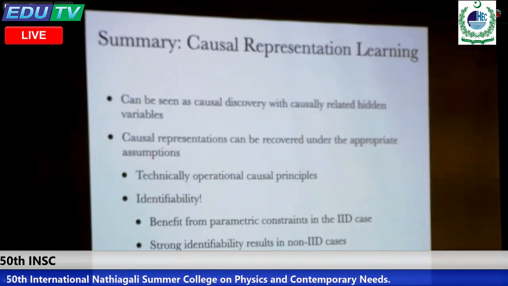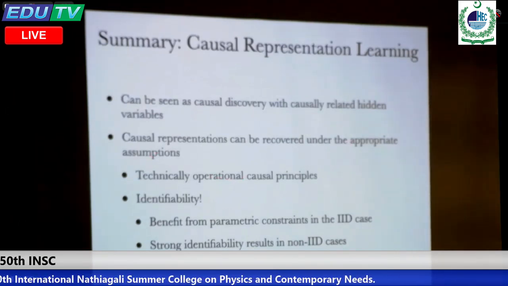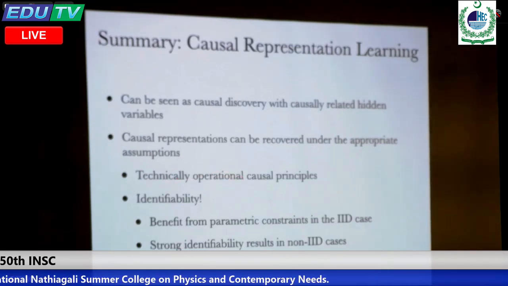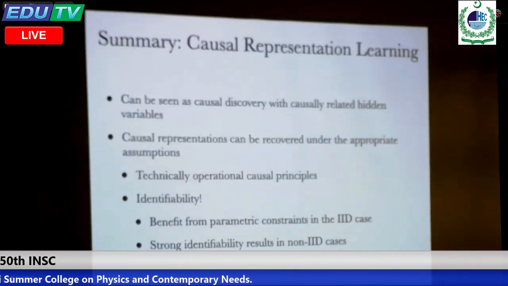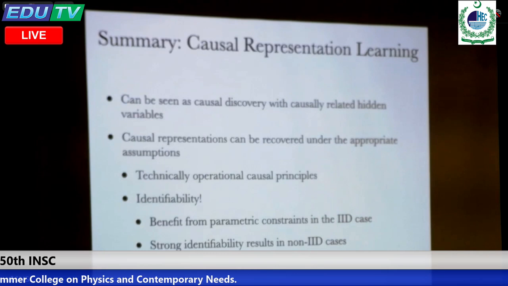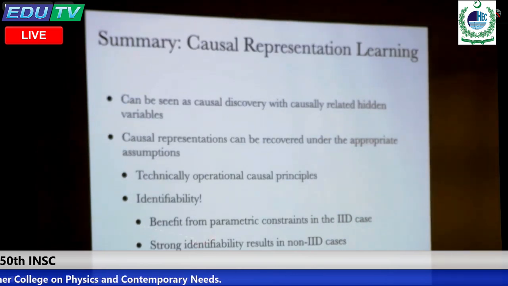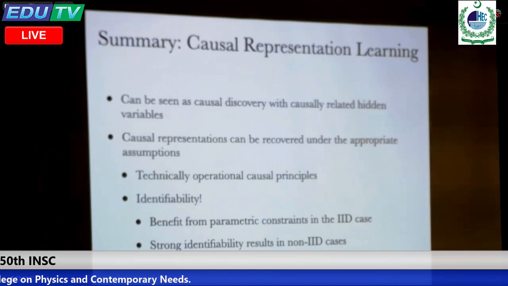First of all, as I just mentioned, we have to formulate causal principles and make the conditions technically operational. For example, we have minimal changes, we have different kinds of sparsity assumptions, and so on. And then we can solve the problem. And you have to establish identifiability because you aim to recover the truth. In the IID case, if you have independent and identically distributed data, then generally speaking, you can benefit from parametric constraints, right? Like a linear model.